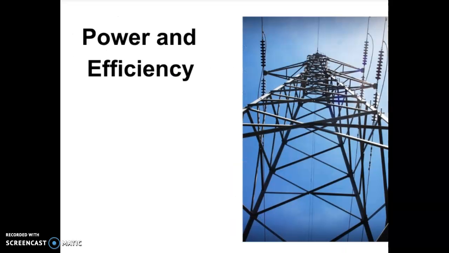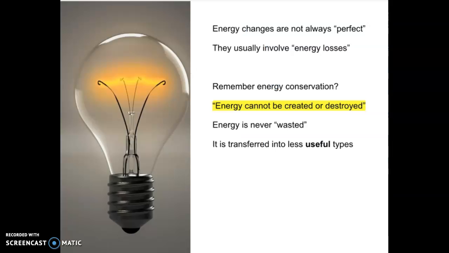Let's look at power and efficiency. Power and efficiency allow us to compare systems and to judge how much energy is being used per second or transferred per second, and look at basically how effective that energy transfer is in terms of the useful energy and not so useful energy. Energy changes are not always perfect, and they always involve energy losses.